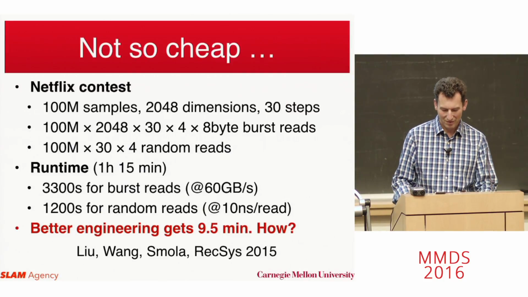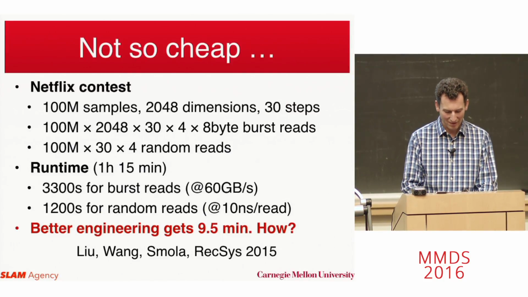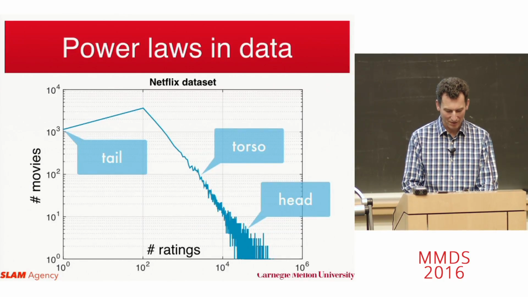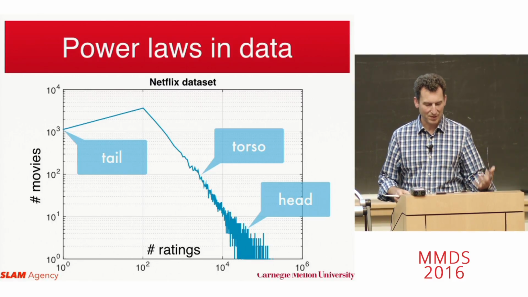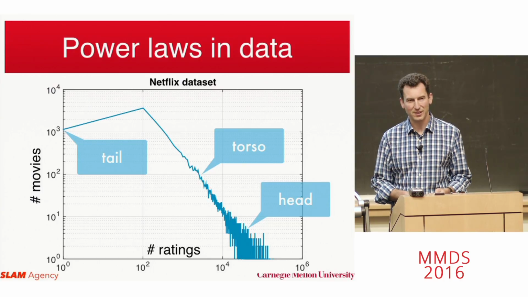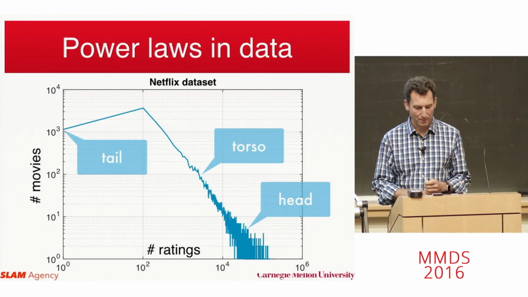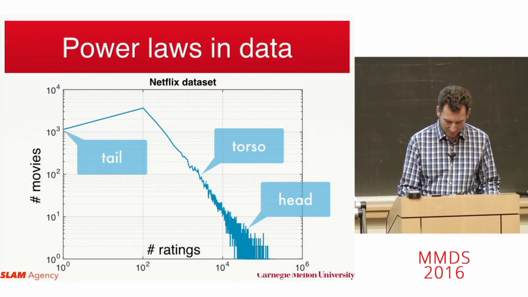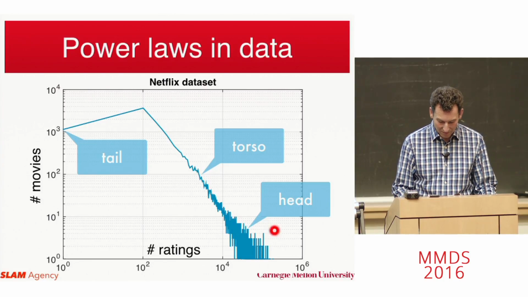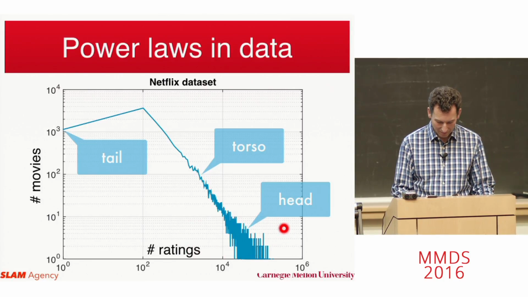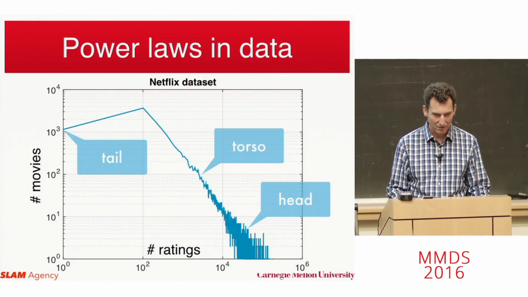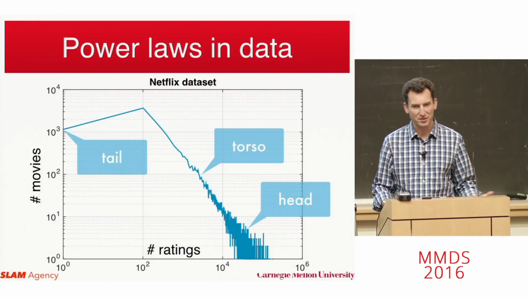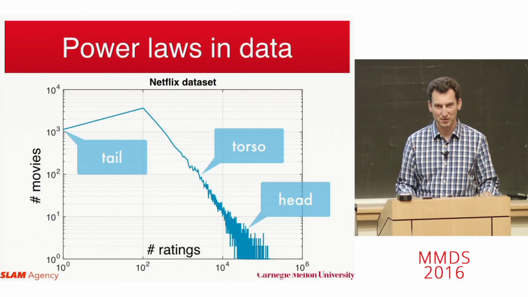But since the point of the talk is to talk about head, torso, and tail, let's actually look at what we have. This is on the Netflix dataset, and if you look at, let's say, the Yahoo Music dataset, you get the same thing. So what you get is something very simple. You have a lot of ratings for a very small number of movies, because those are the movies that everybody watches, that everybody reviews. It's like Star Wars.